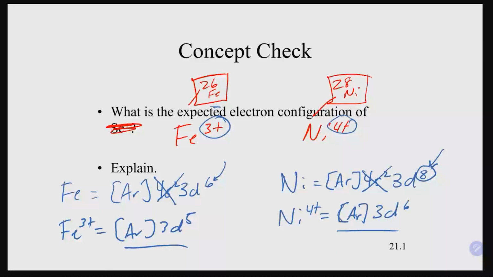So again, later in this chapter we're going to do some things, and part of that is you'll need to figure out how many unpaired electrons there are, which is a common question, and that means you do need to know how many d electrons these transition metals have.